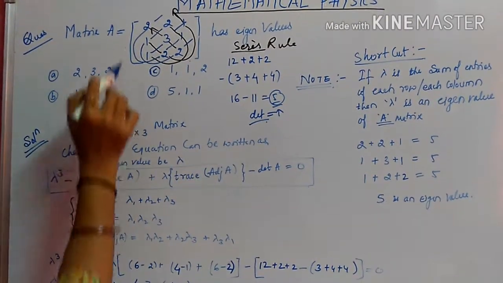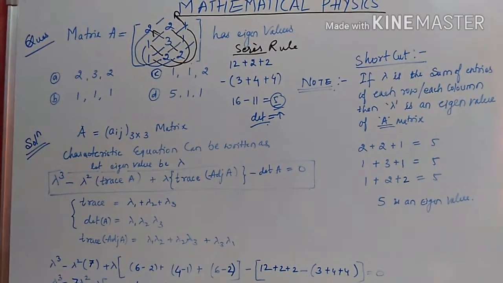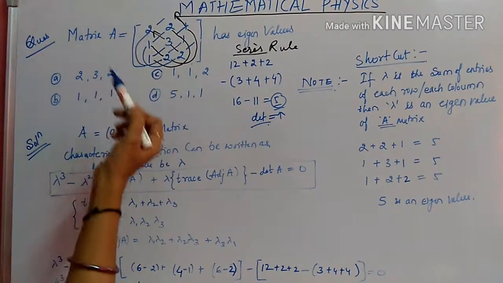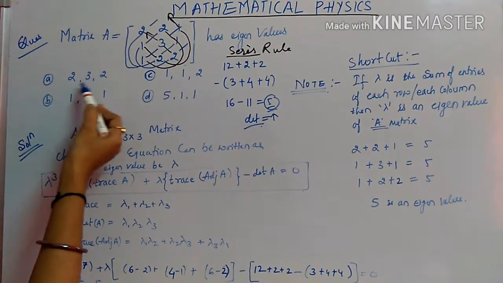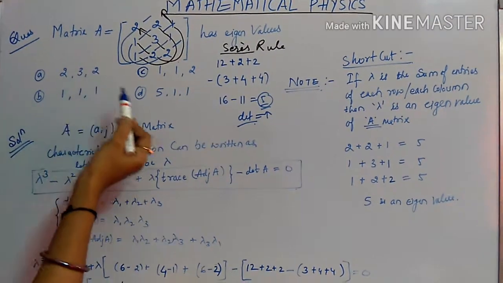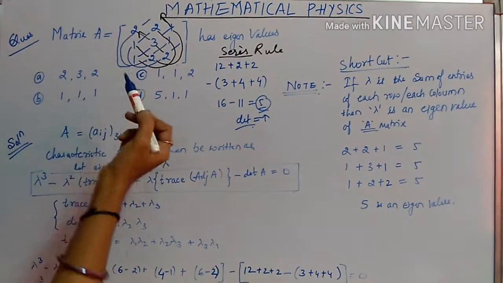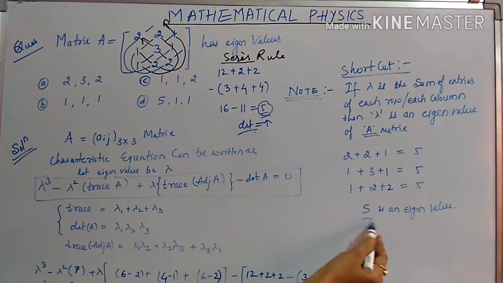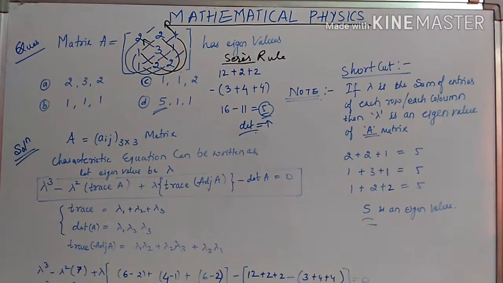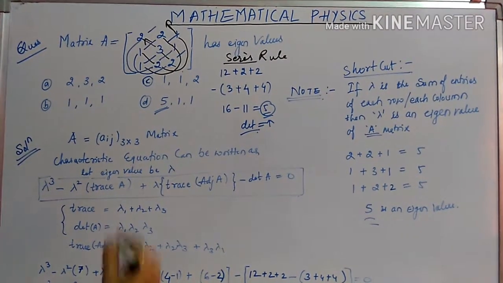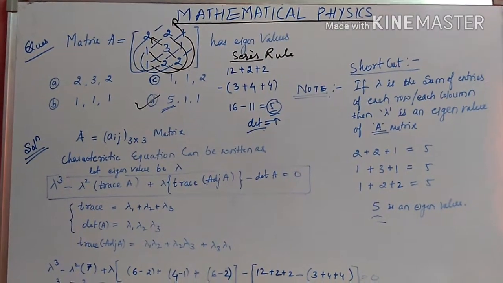For the trace, 2 plus 3 plus 2 means 7. So for getting 7, you now see from the options. This may be the answer or this may be the answer, because you are getting 7 in these two options A and D. But this shortcut trick shows that 5 is one of the eigenvalues, which means this one is the correct answer. You get one eigenvalue 5, and 1 and 1 are the other two eigenvalues. So this is about the question.